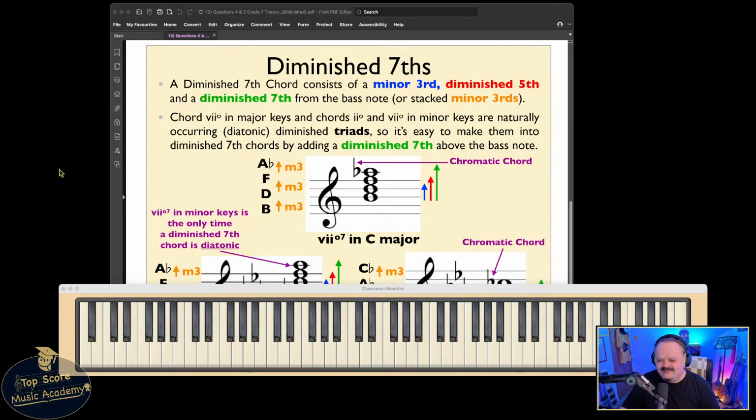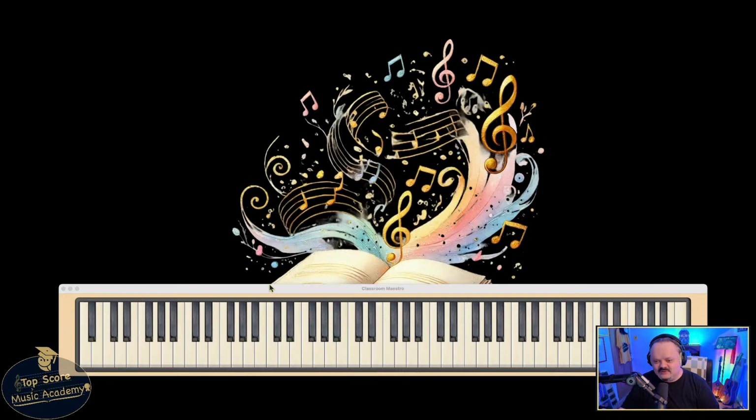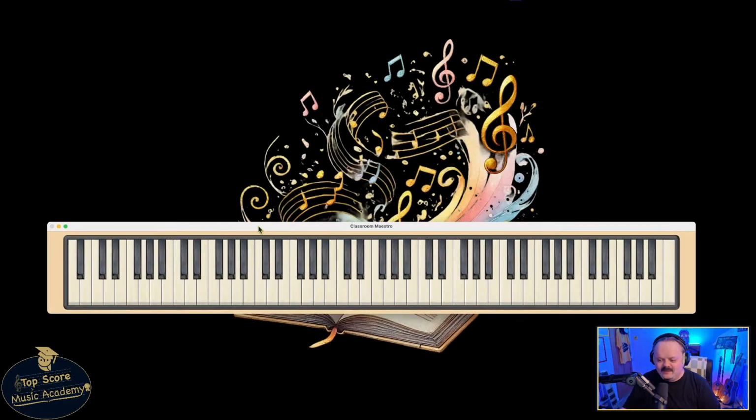Okay, what do we mean by a diminished seventh chord? We can minimize this just so we don't get distracted and focus totally on the piano. A diminished seventh chord, guys, you can think of in two ways. The first way is the easiest. It's a chord that's made up entirely of minor thirds stacked on top of each other. So let's do one in the key of C major.